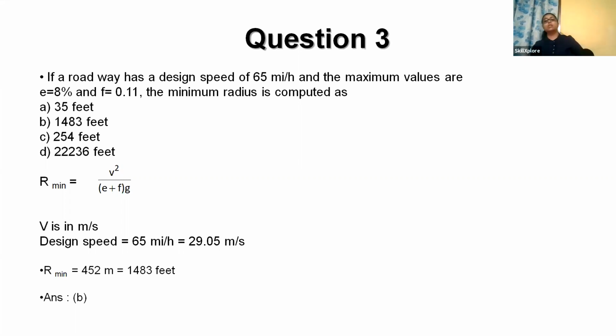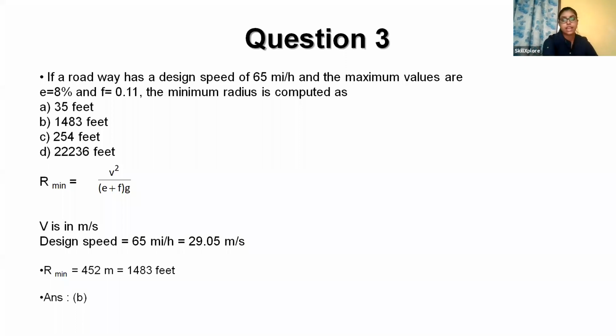The thing is, this formula gives the answer in meters, where the V value is in meter per second. R minimum is equal to V square divided by g times (e plus f). Here the V is in meter per second. But in our question, the speed is given in miles per hour. So first we have to convert the value into meter per second.